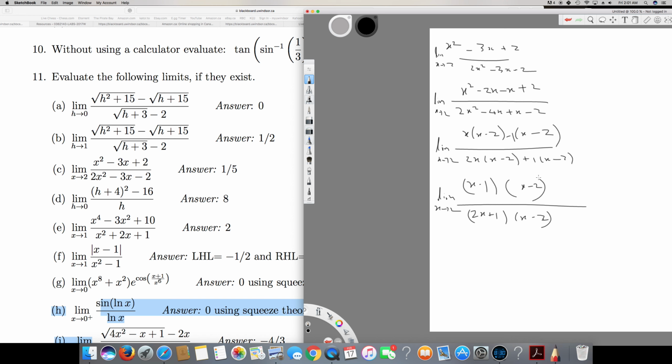So x minus 2, x minus 2 cancels. So the remaining is x minus 1 over 2x plus 1. Now I can plug the value 2: 2 minus 1 over 2 times 2, 4, 4 plus 1. So it's going to be 1 over 5. So that's the answer as given. And then let's do the next one.